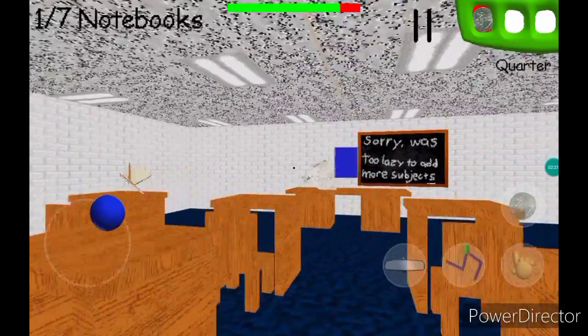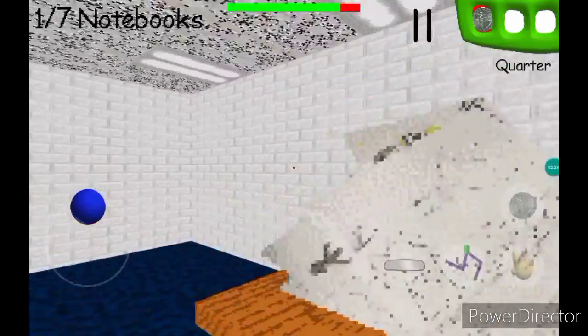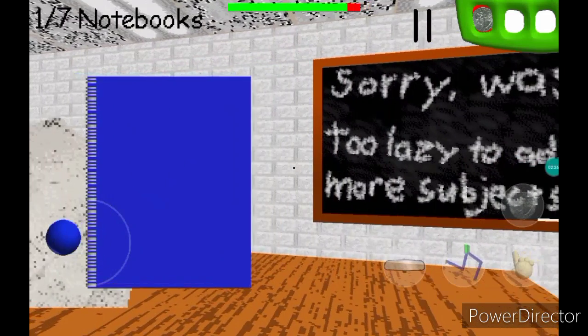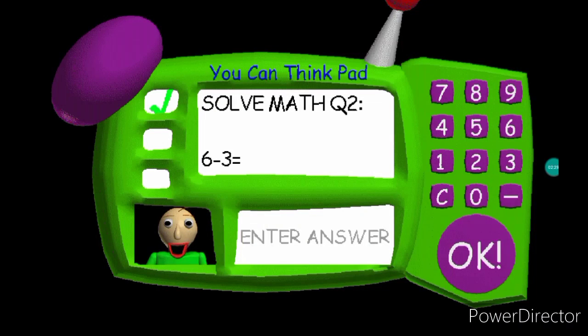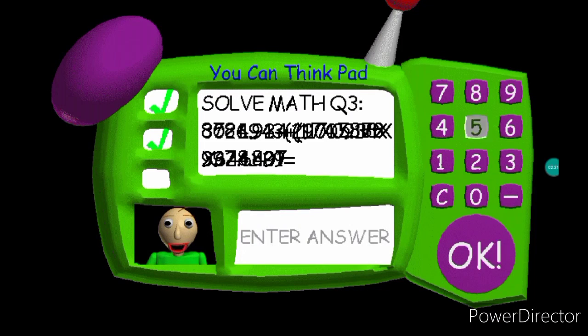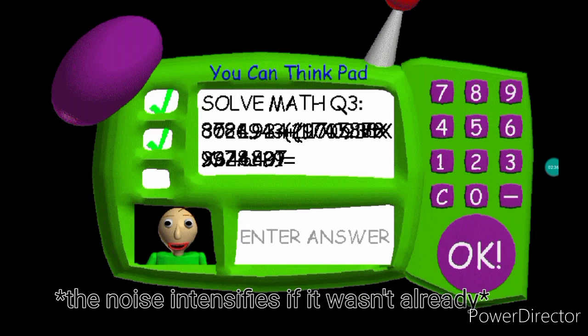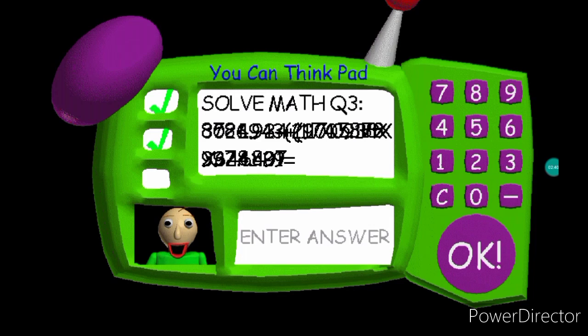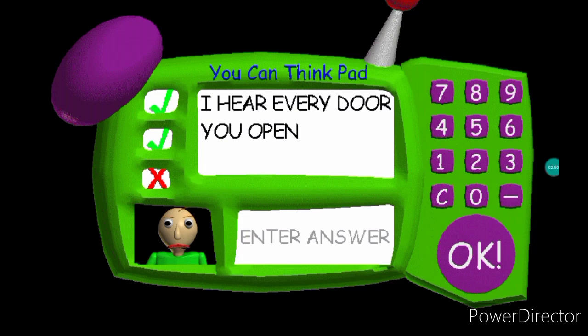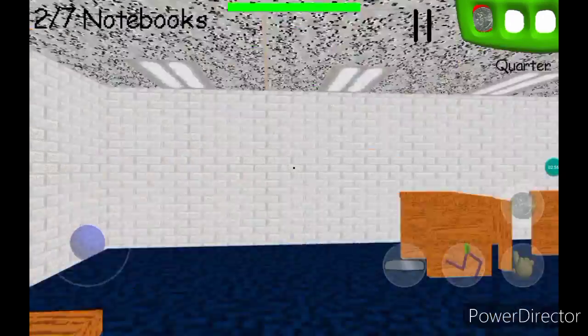Alright, next notebook. I am literally lagging right now. Alright, 4 minus 4 is 0, 6 minus 3 is 3, and then what is this? Problem 3. Plus, times, equals what? 85. Alright, I hear every door you open.